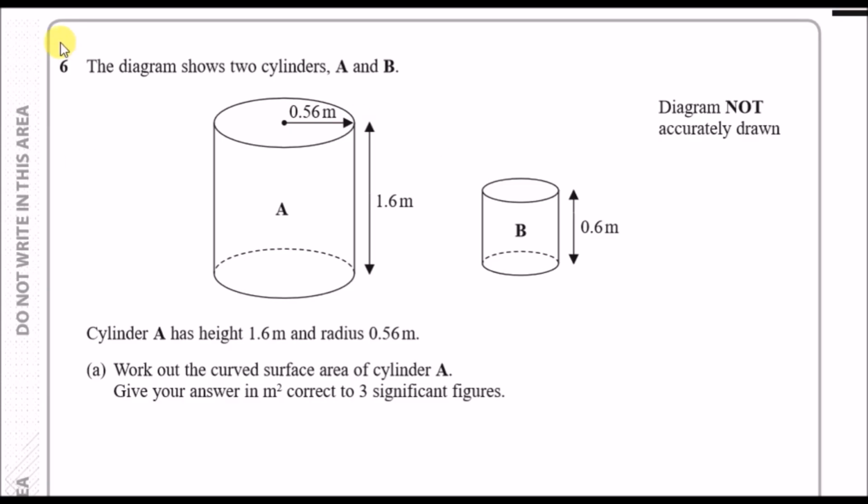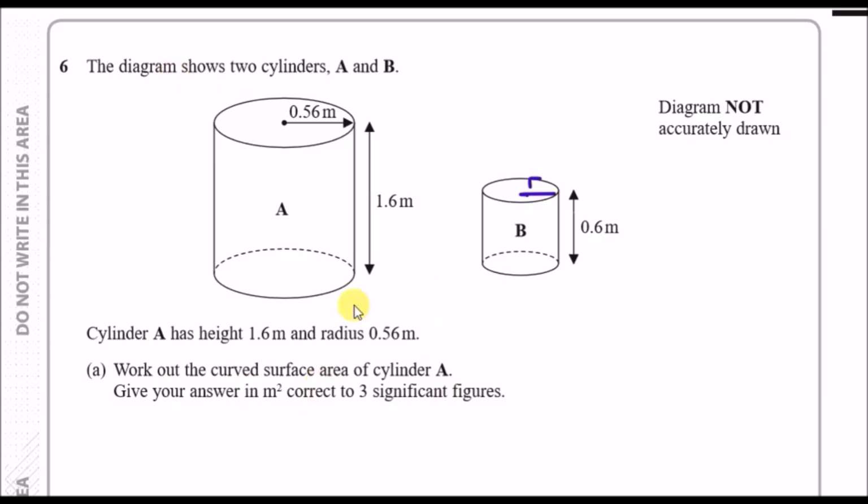Okay, question 6 now. The diagram shows 2 cylinders, A and B. Cylinder A has a height of 1.6 and B has a height of 0.6. The radius of A is 0.56 and the radius of B, well, we don't know, so let's just give it a name, R. Work out the surface area of cylinder A. Give your answer in meters squared.